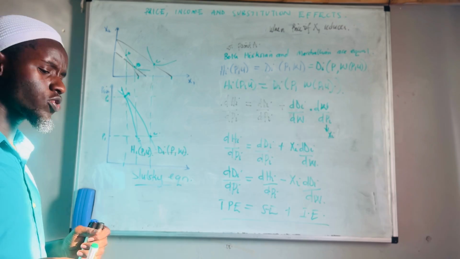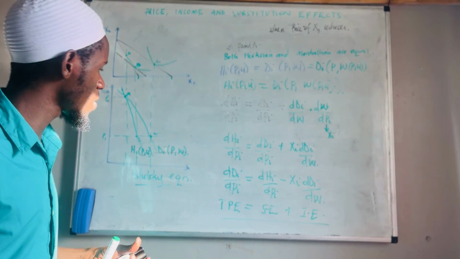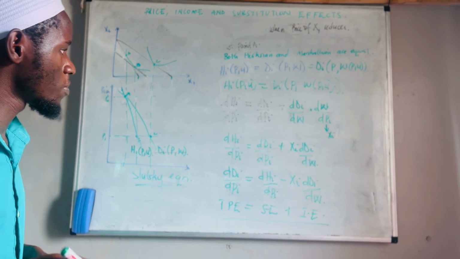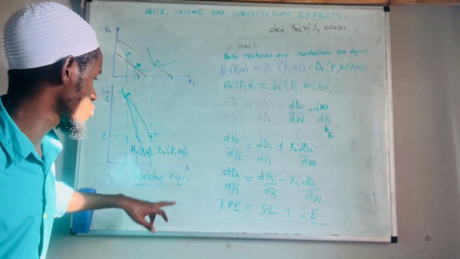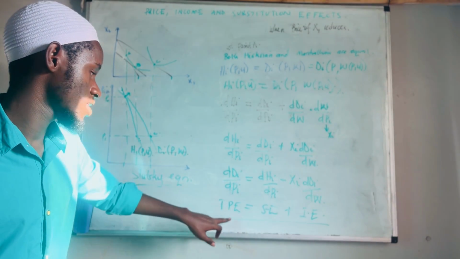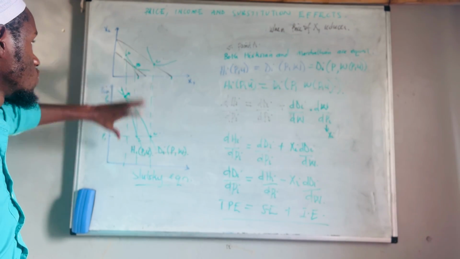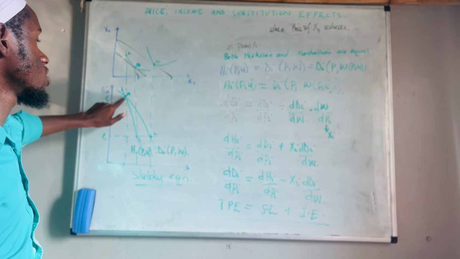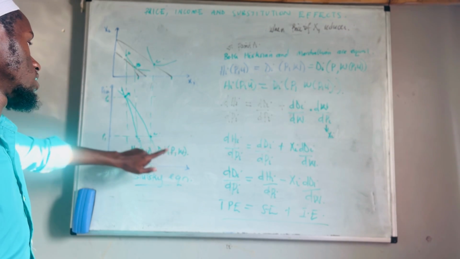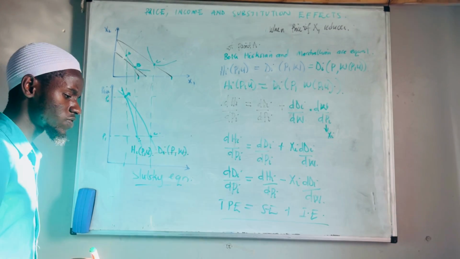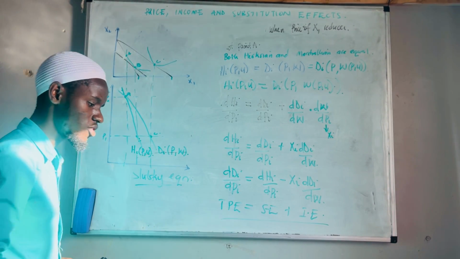Now, members, for any questions, just feel free to ask and I'll be able to answer. But I'm trying to say that the Slutsky equation helps us to explain this term, that total price effect equals substitution effect plus income effect. From our diagram, we've seen that at this point A, everything is equal, so the Hicksian curve is the same as the Marshallian curve.